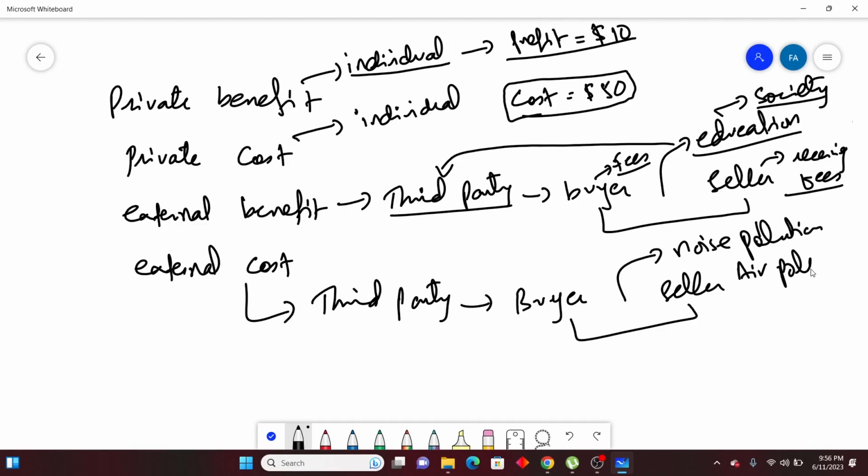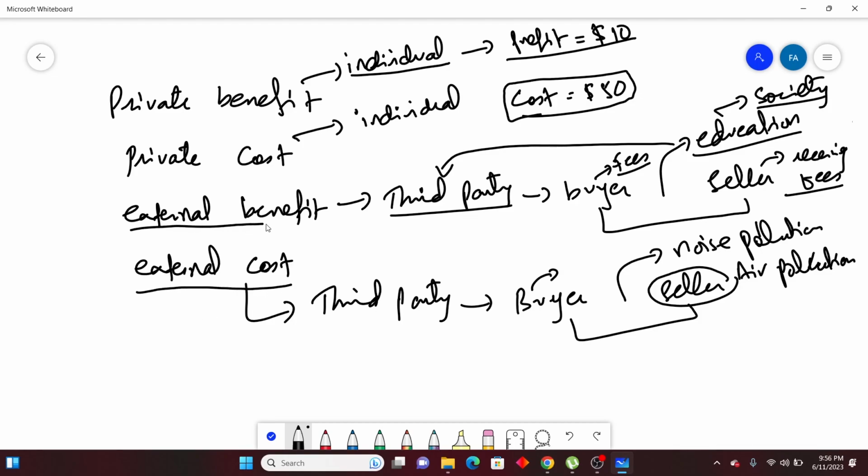So both these things happen if there is a sale of a car. The buyer would have paid that amount, the seller would have received the amount, but in between there is a third person who is not involved in the transaction, who would be observing the noise pollution and the air pollution. He or she will be termed a third party, and the cost and disadvantage he or she is receiving would be an external cost. That is the term we use.